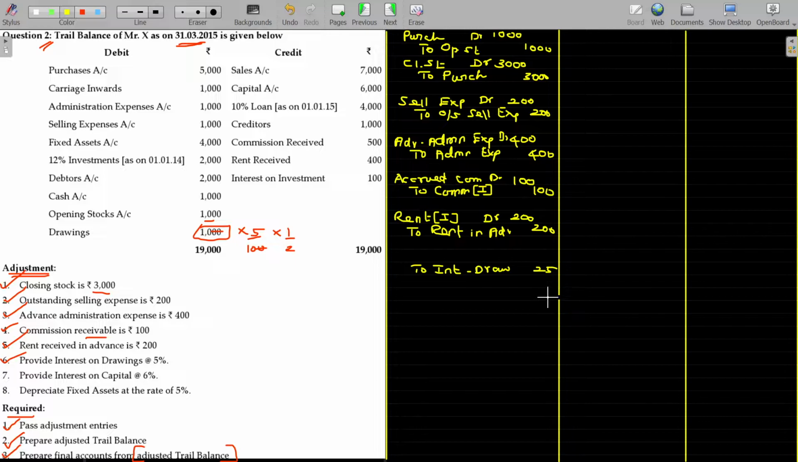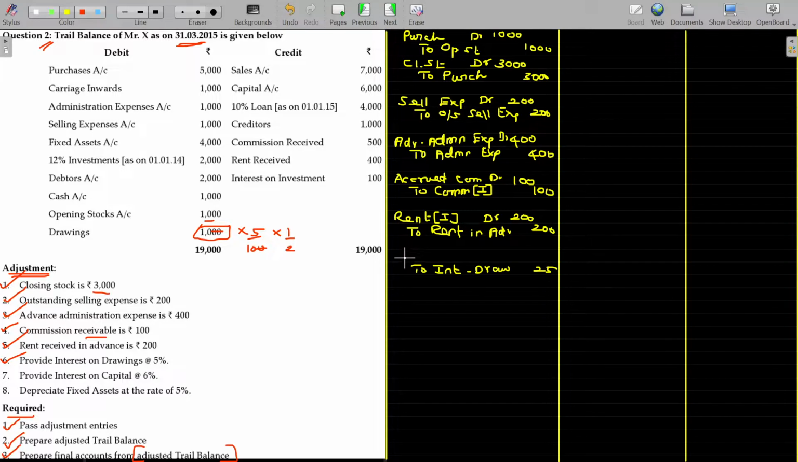Outstanding interest on drawings. Outstanding interest on drawings is a representative personal account, right? Whom does that outstanding interest on drawings represent? The owner. It represents the owner. Drawing should be adjustable with the capital only. The owner is always named as capital. Similarly, interest on drawings is payable by the owner only. The outstanding interest on drawings represents the owner.